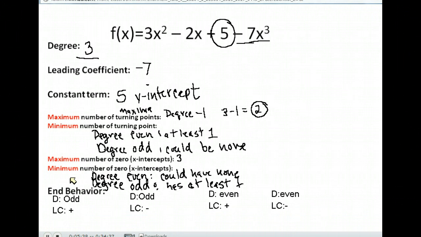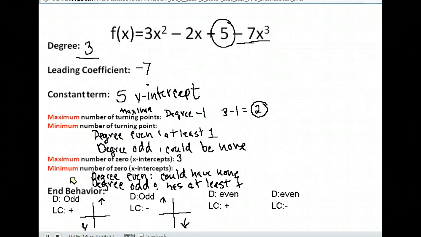Okay, so those are our 4 cases. Here's the first one. If it's odd degree and has a positive leading coefficient, every single time, this is the end behavior. It will go up to the right and down to the left, off into infinity. If it's odd and has a negative leading coefficient, like our example here, the end behavior will go up to the left, it switches, and down to the right.